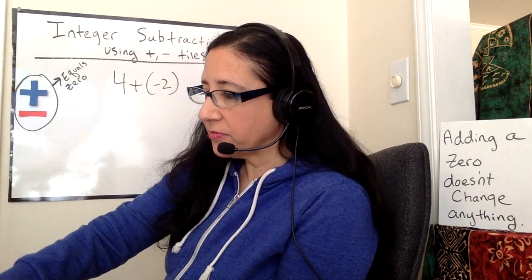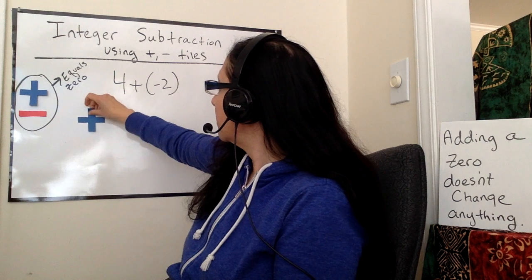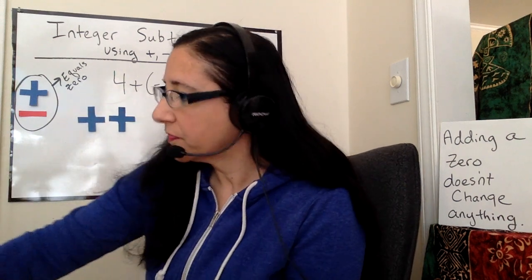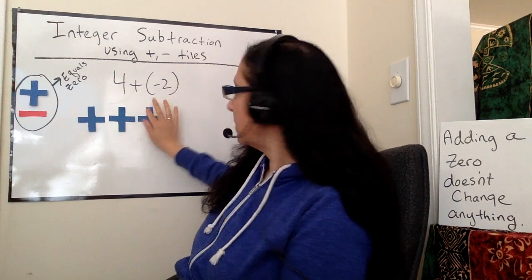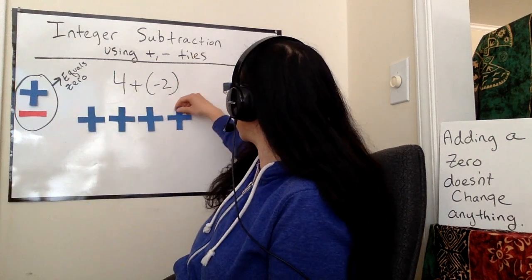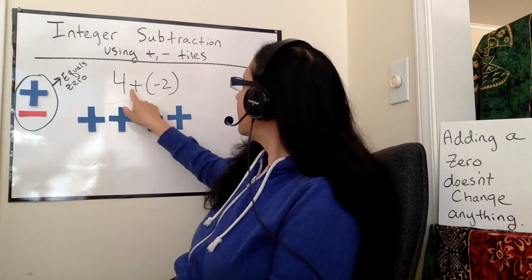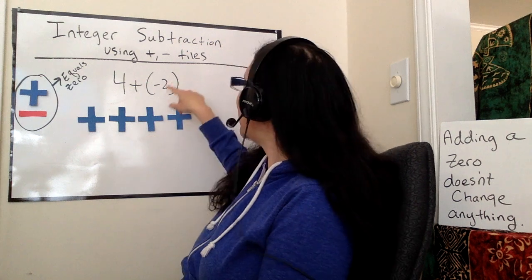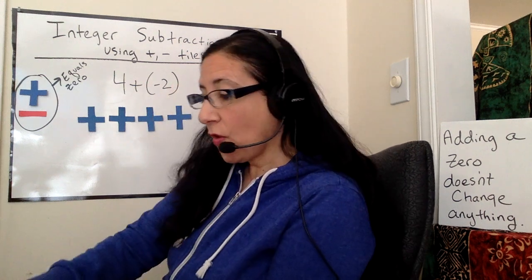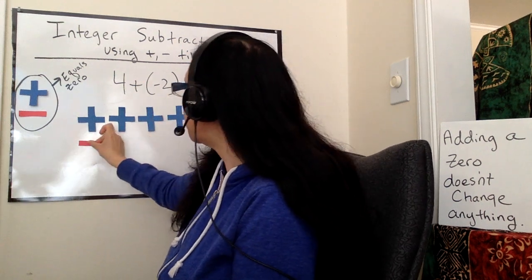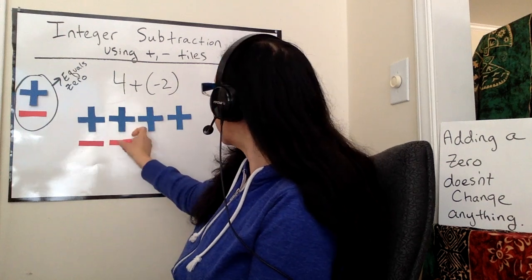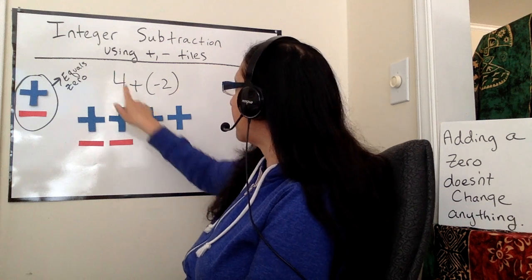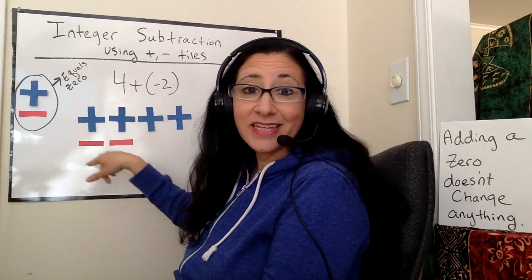So what I would do is start with positive 4, okay? So I'm going to put down 4 positive tiles. 1, 2, 3, and 4. Okay. Now this addition symbol is telling me to add negative 2. So I'm going to add in 2 negative tiles, okay? So this represents 4 plus negative 2. All right, I started with 4 positives, and I added in 2 negatives.